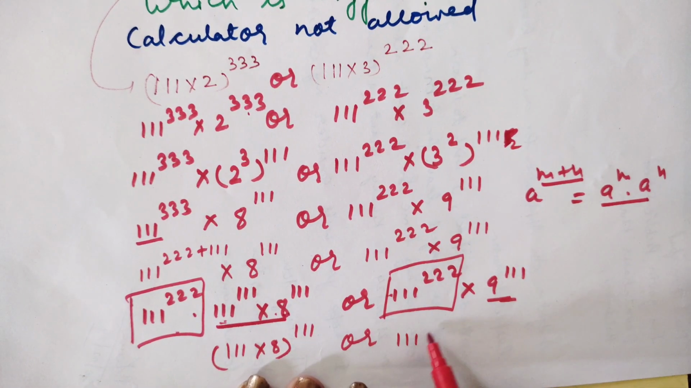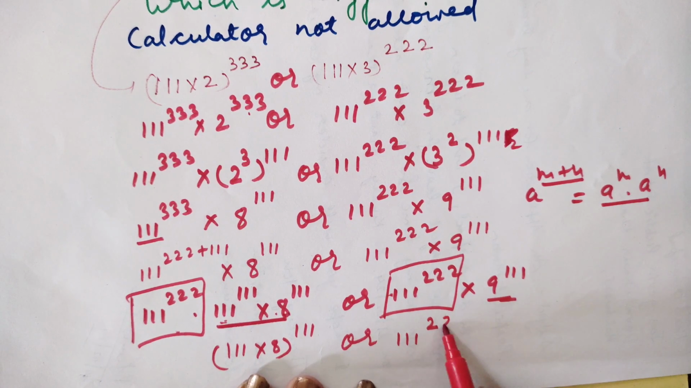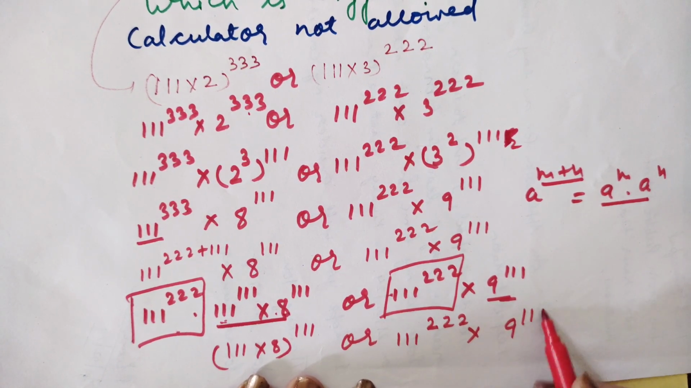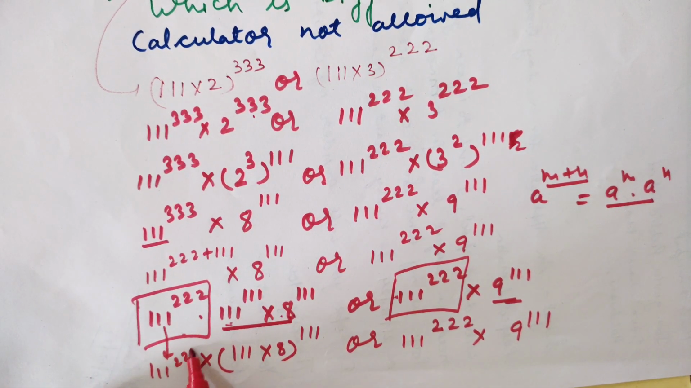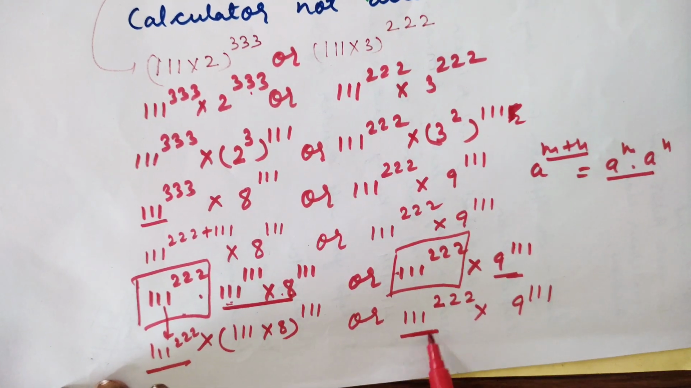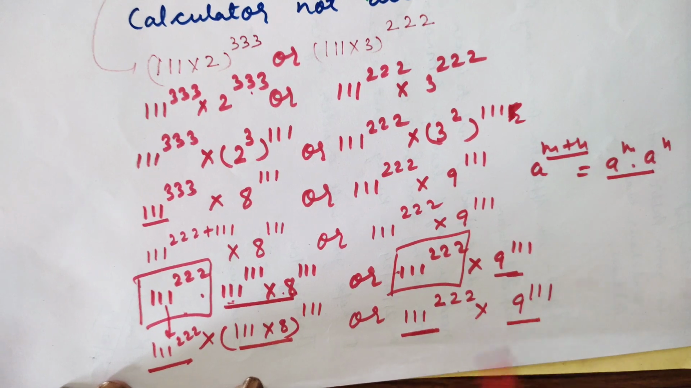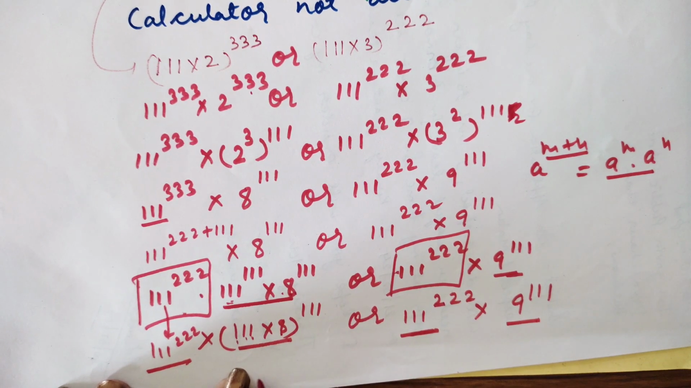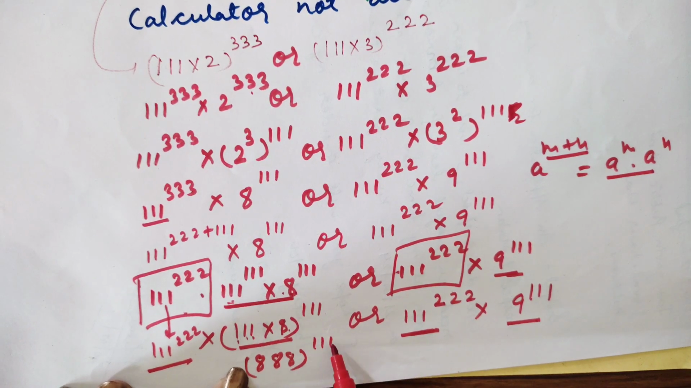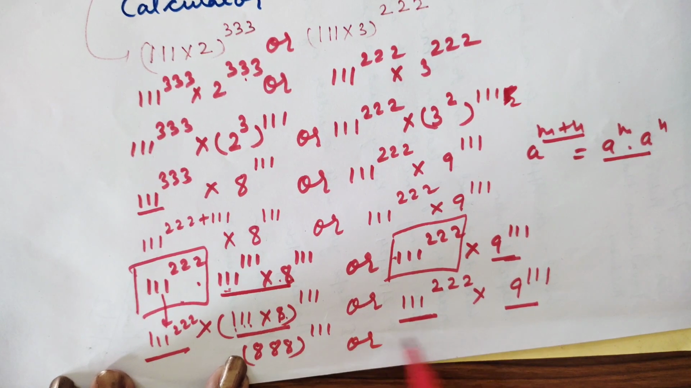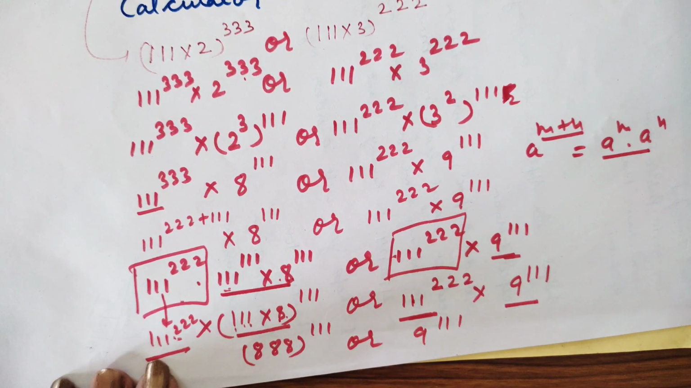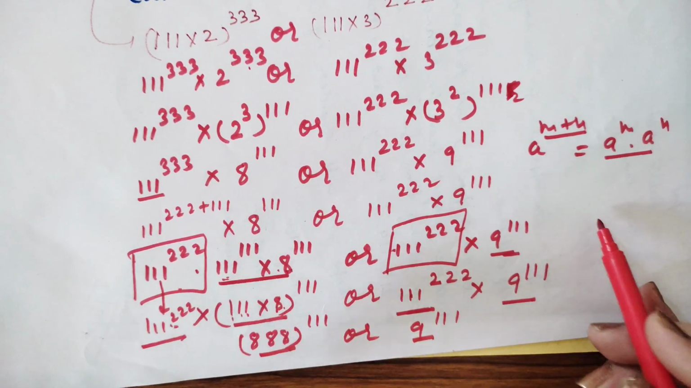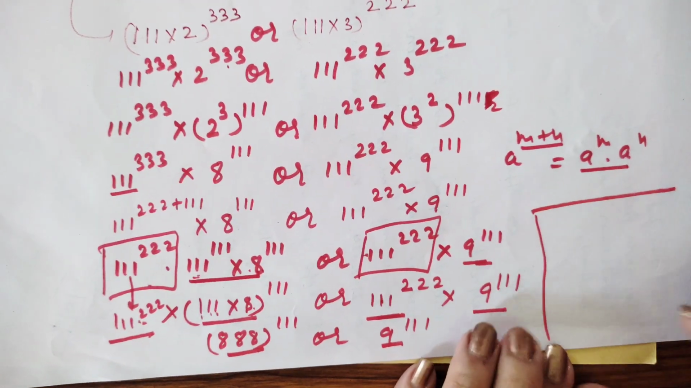Or here, 111 power 222 into 9 power 111. This one is as it is, 111 power 222. They are both the same, so we will not compare; we will compare only this and this. So 111 into 8 is 888, power 111. Or here, 9 power 111. You will compare only this and this. So you can see easily which one is greater.